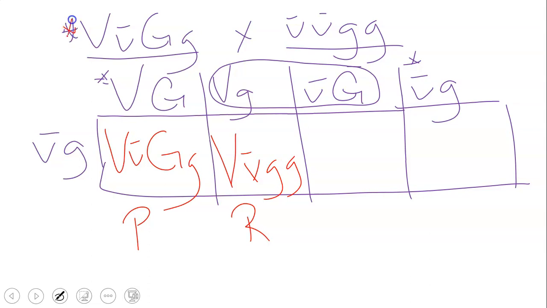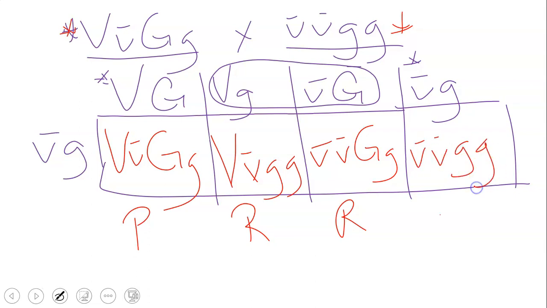Doesn't look like either parent here, right? Neither one of these is vestigial black. My next offspring is going to be little v, big G, little g. That's a recombinant. So this is going to be a vestigial gray fly. Doesn't look like either parent. And then my last here is going to be little v, little g. And this looks like that second parent up there. So it's parental. It's going to be a vestigial black fly.